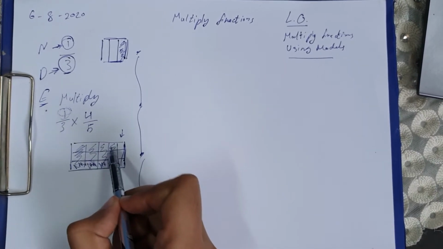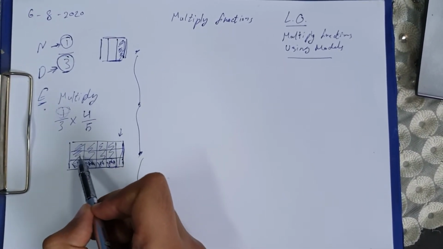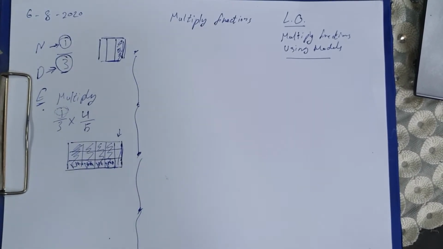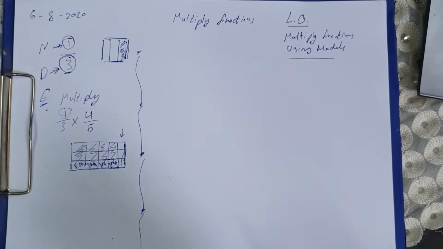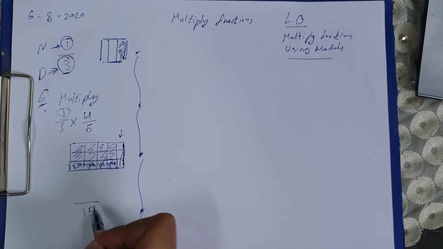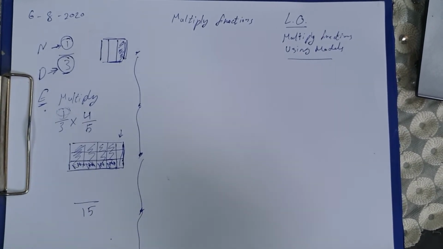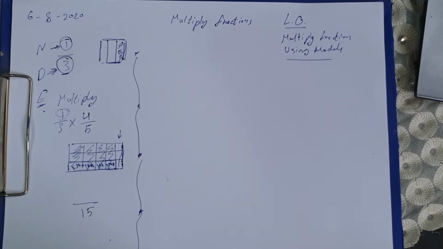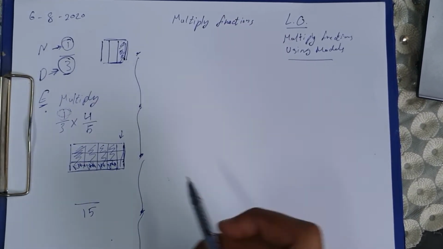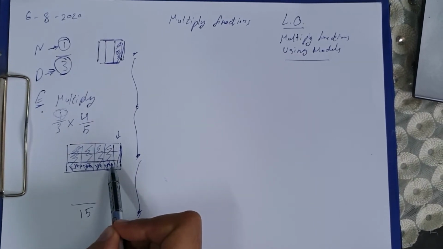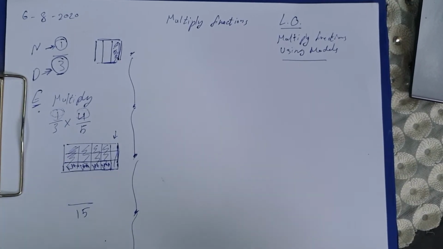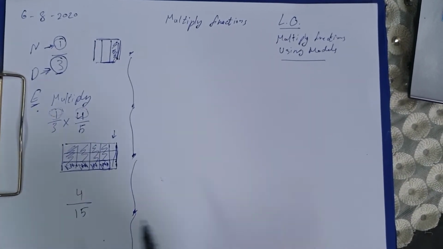Let's count: 1, 2, 3, 4, 5, 6, 7, 8, 9, 10, 11, 12, 13, 14, 15. This is the denominator. Then I will write the denominator 15. There are 4 smaller rectangles that contain both types of shading, which is the intersecting part from 1 and 4. Then 4 is the numerator of the product. Here I have 4.